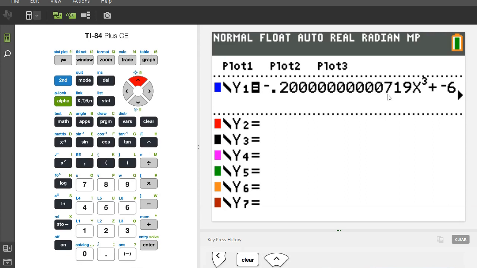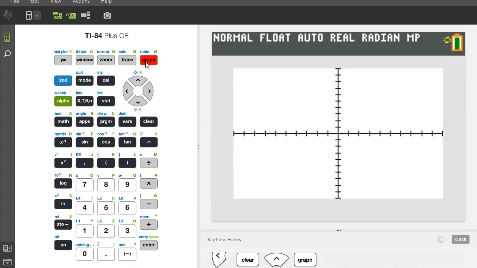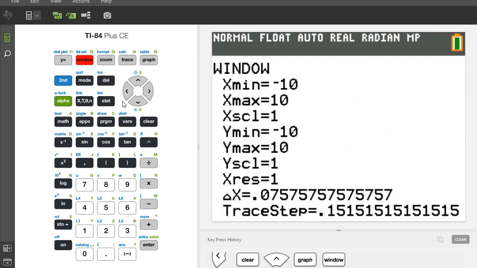And again, there's a slight calculator rounding error. Notice it's after about a ton of zeros, so you don't have to worry about that too much. And so then we want to graph this, and well, clearly this is not going to be a very good graph for us. So we have to find a window that's going to work.